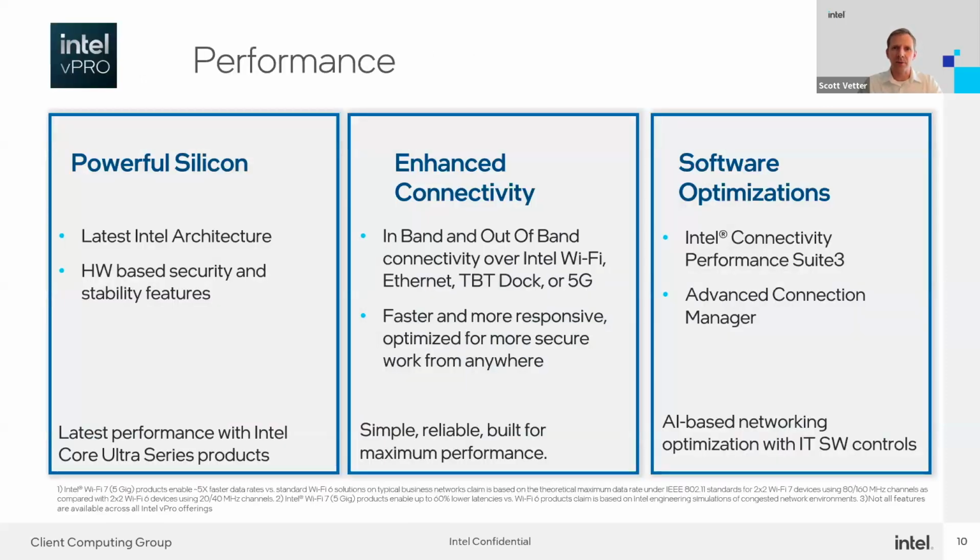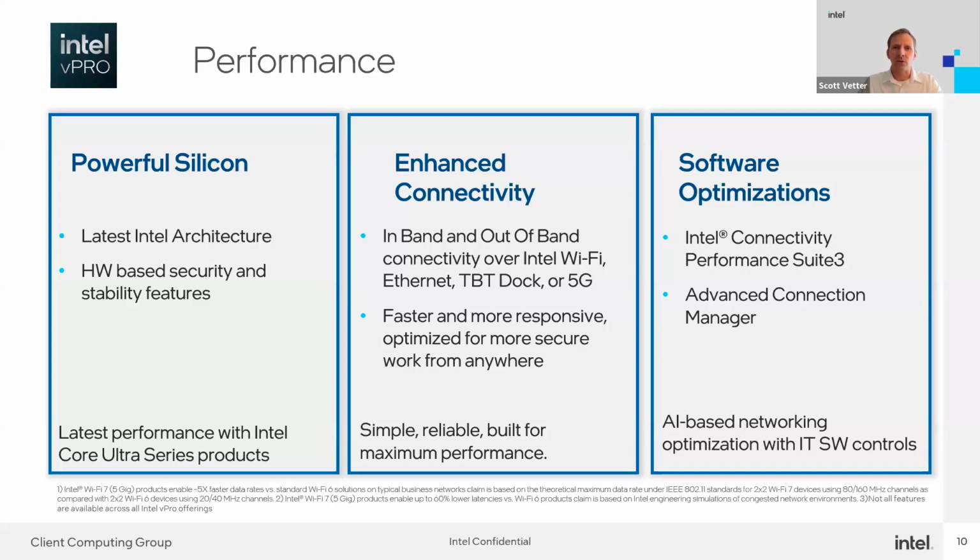Now, we're going to dive into each pillar a little bit, just to explain what that really means, and get beyond just the marketing terms. So first, performance. Powerful silicon, that's sort of a given. With Intel vPro, you get the latest Intel architecture, but you also get hardware and software security and stability features. In fact, there are over 33 hardware-baked features on Intel vPro platforms. Second, there's enhanced connectivity. With Intel vPro, you have in-band and out-of-band connectivity over Intel Wi-Fi, Ethernet, Thunderbolt docks, and 5G. We'll get into what out-of-band really means in a few more slides.